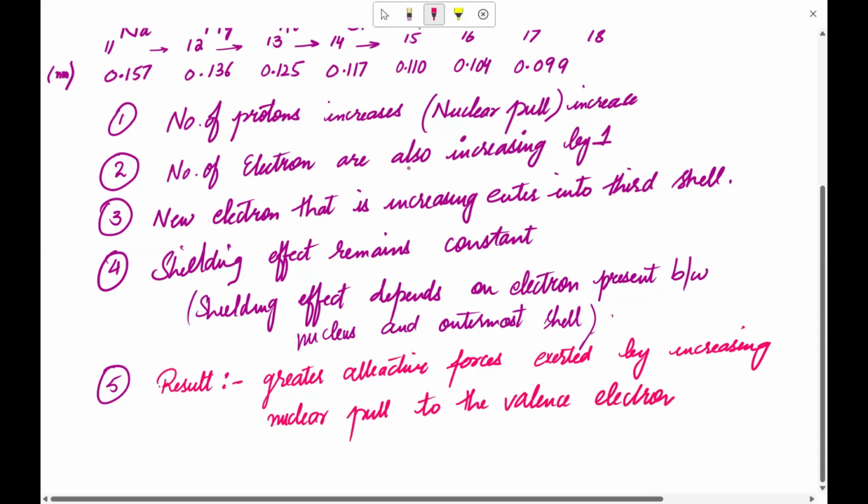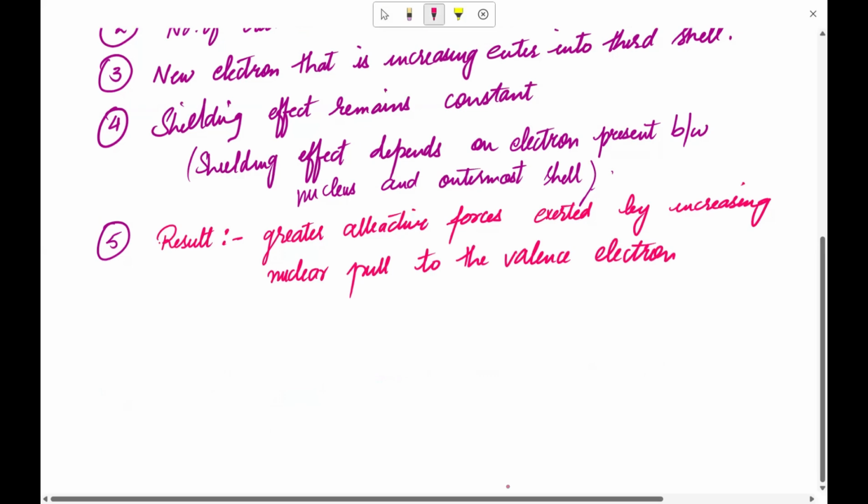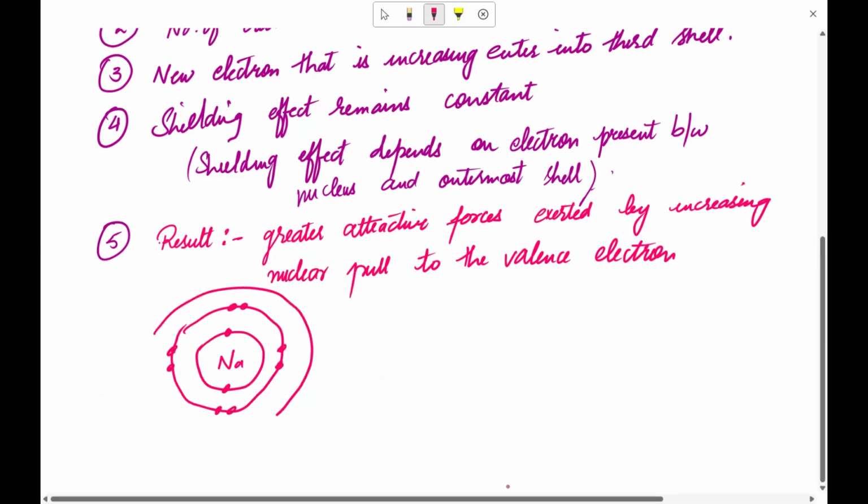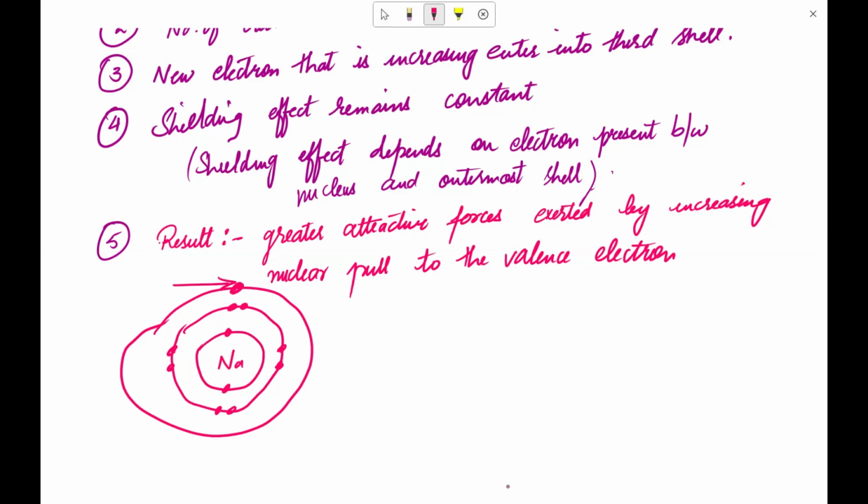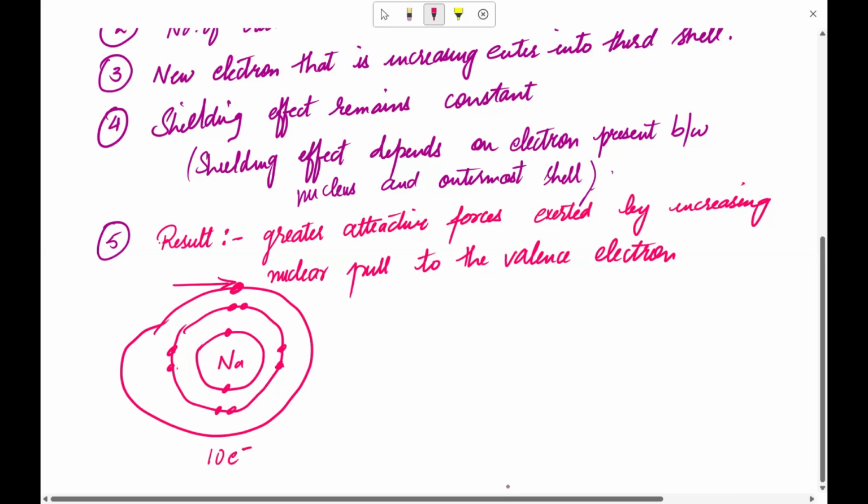Now, your question is, what are the shielding electrons? How are you saying that electrons remain constant? Well, first of all, this is sodium. The first shell has 2 electrons. The second shell has 8 electrons. And the third shell has only 1 electron. So the shielding electrons are the electrons present between the valence shell and the nucleus. How many electrons are present between the valence shell and the nucleus? They are 1, 2, 3, 4, 5, 6, 7, 8, 9, 10. So you can see that the shielding electrons are 10 electrons.